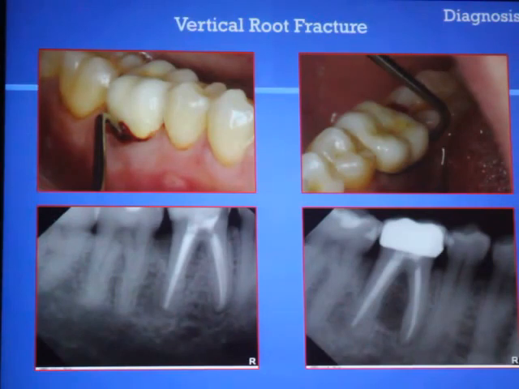The second thing you see is the lateral or truncation radiolucency.